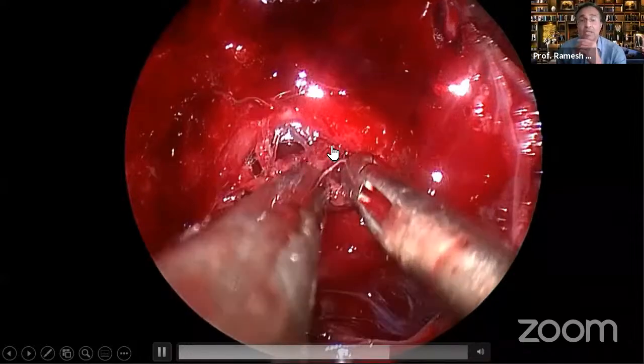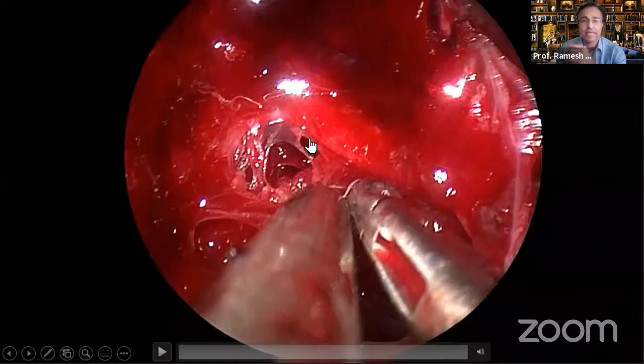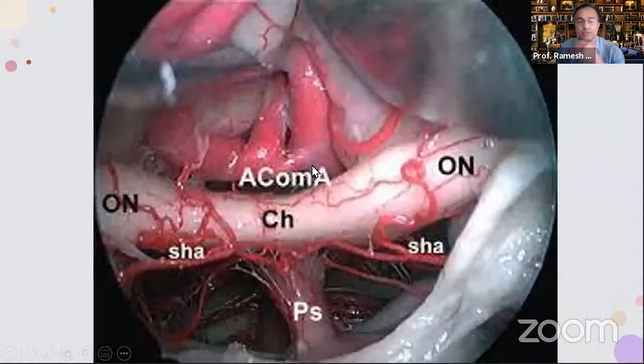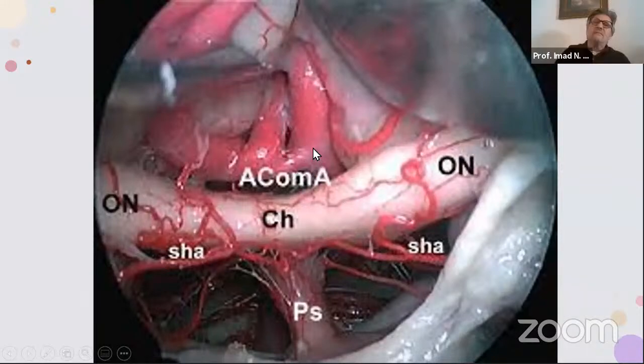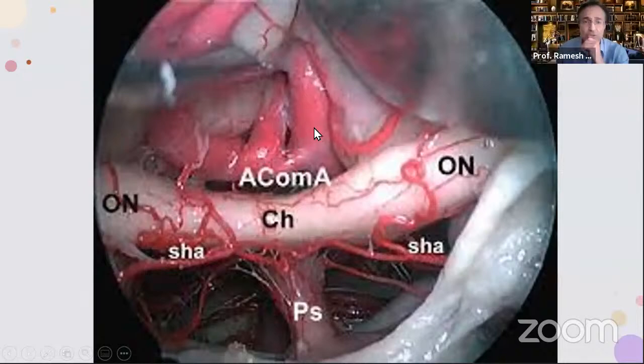And this is the A1 on the left side. This is hidden behind the capsule, but you could still see it. Just to correlate the anatomy, this is a cadaveric picture showing the A2s here, the ACOM is here, the A1 on the left side and the A1 on the right side.